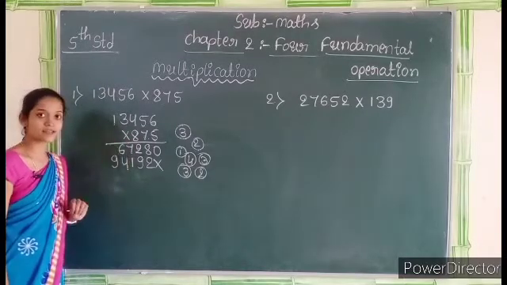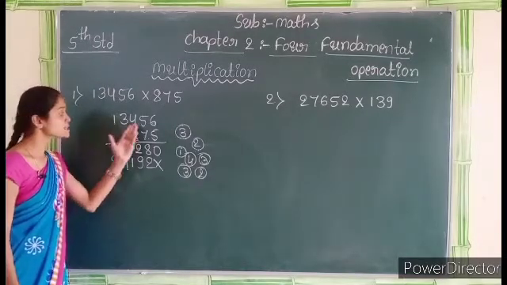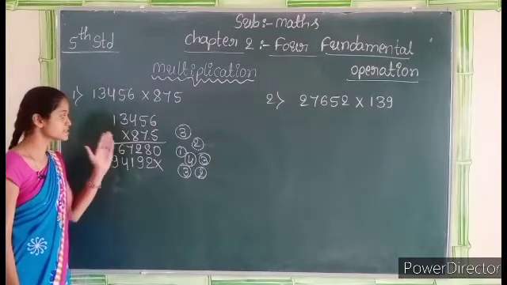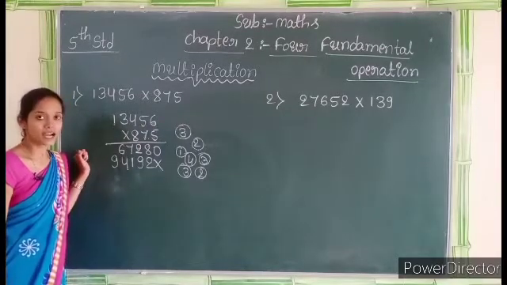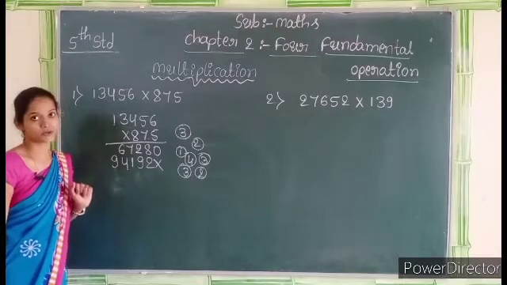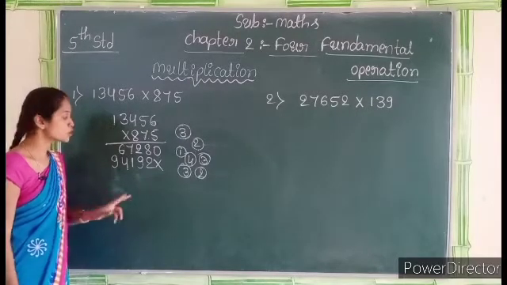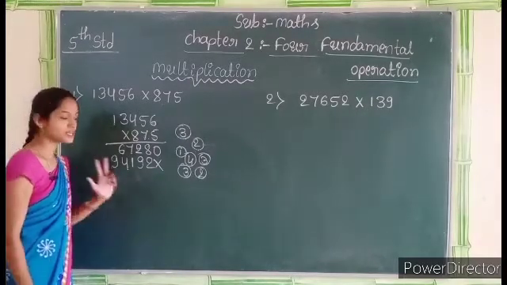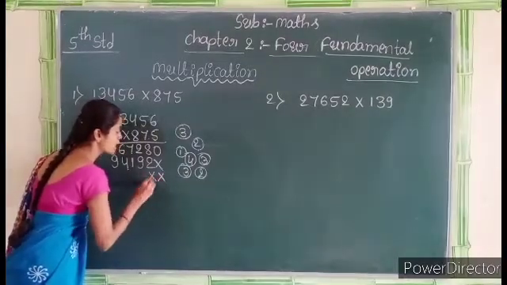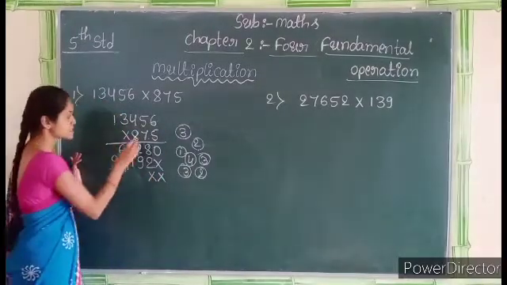In the hundreds place we have 8. All these numbers should be multiplied by this 8. And in the 100 we have 2 zeros. That's why we have to put 2 crosses or zeros here. Let's start the multiplication by this 8.